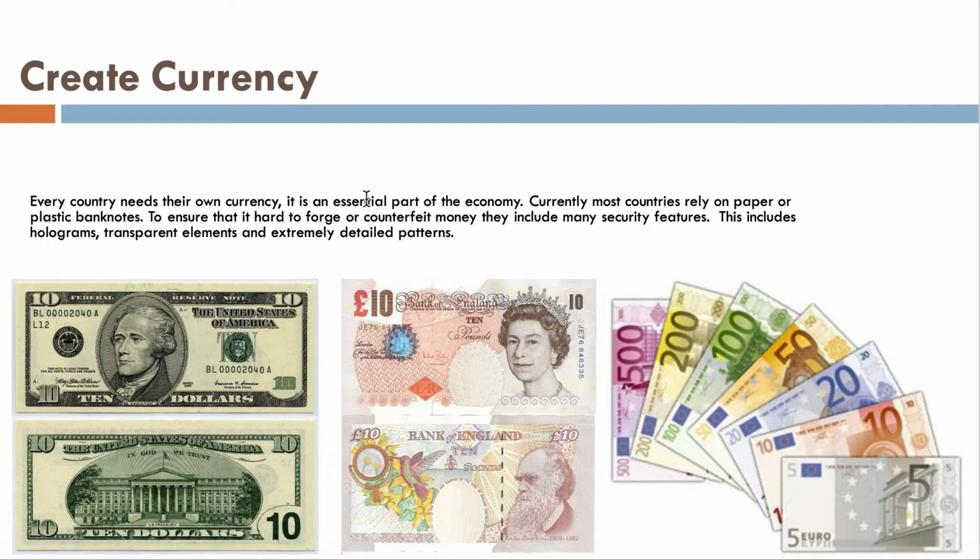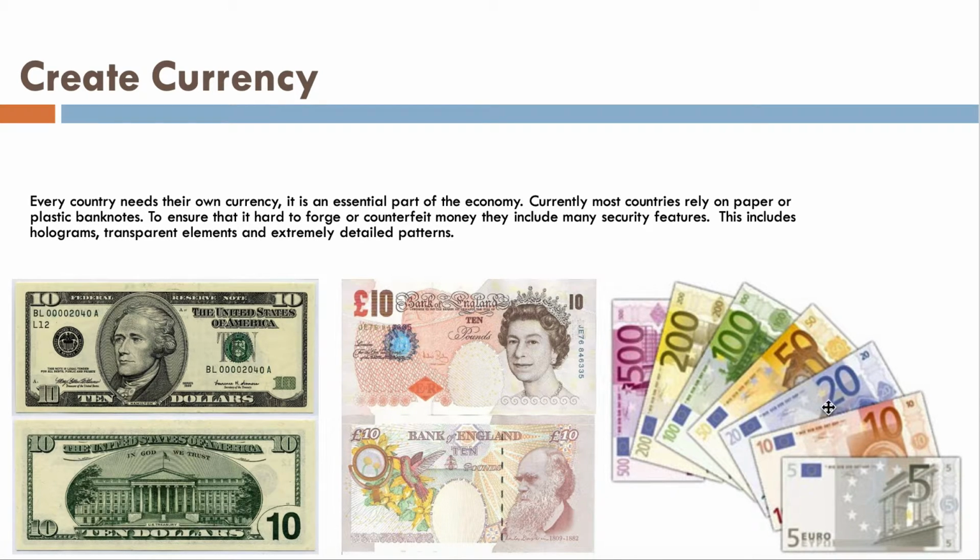It also includes many symbols that relate to that country. So in America, we've got eagles. If you think back to when we looked at the President of the United States, we talked about how the eagle was the symbol of the United States. In the British one, we've got an image of Britannia, okay, here. And in the European notes, we've got the European flag with the stars in a circle.